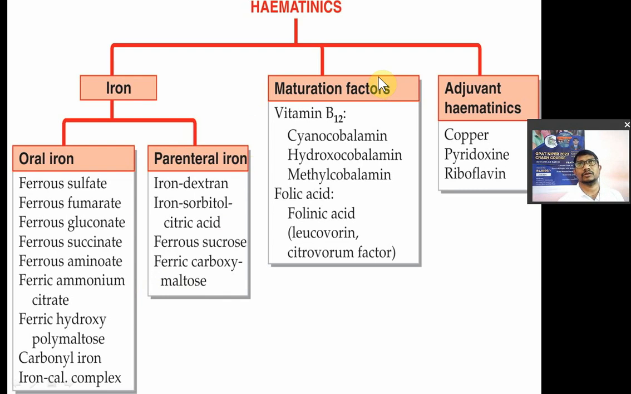There are certain factors or vitamins which are important for the maturation of RBC. These vitamins are more important for maturation. So in that you have vitamin B12, known as cyanocobalamin. It is a water soluble vitamin, and it consists of a cobalt atom and a cyanide group. So it has different vitamers.